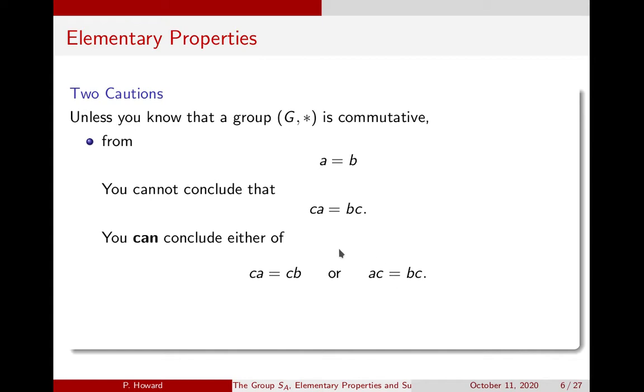Got my directions mixed up. On the left by C or on the right by C. The second caution is that from CA equals BC, the C cannot be canceled unless you know the group is commutative. You cannot conclude that A equals B.